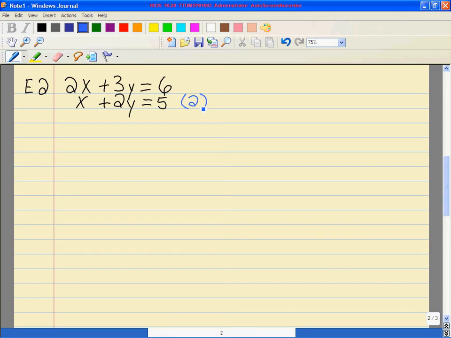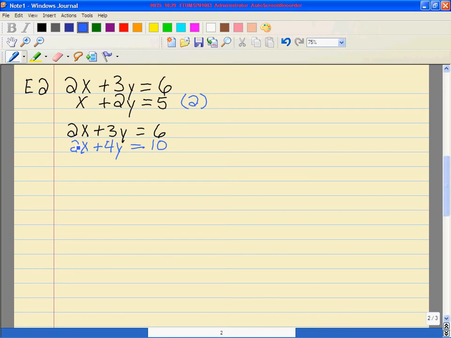So I'm going to come here and I'm going to multiply the second equation by 2 so that I will get the same number for my x's in the first equation and the second equation. I'm going to simply just copy down the first equation. 2x plus 3y is equal to 6. And now I'm going to come through and I'm going to multiply 2 times everything in the second equation. So 2 times x would be 2x. 2 times 2y would be 4y. And then 2 times 5 would equal 10.